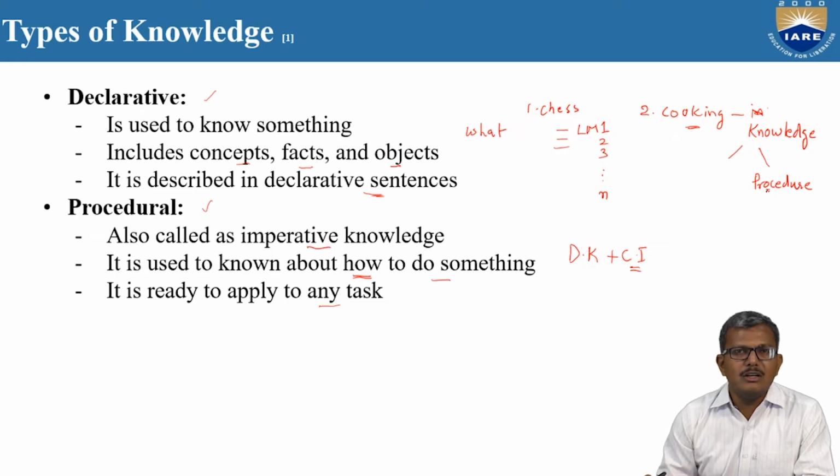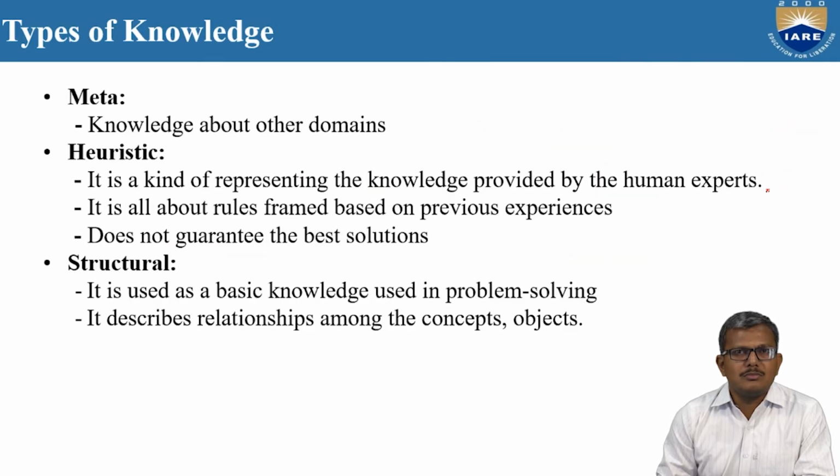So we will try to see more examples of declarative knowledge and procedural knowledge. Let us try to talk about the third kind of knowledge, which is called meta knowledge. Here, meta knowledge is nothing but the knowledge about other domains. So we can understand this statement from two different perspectives.